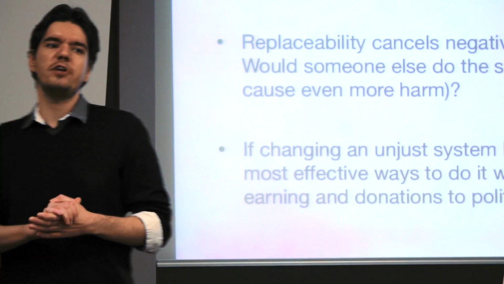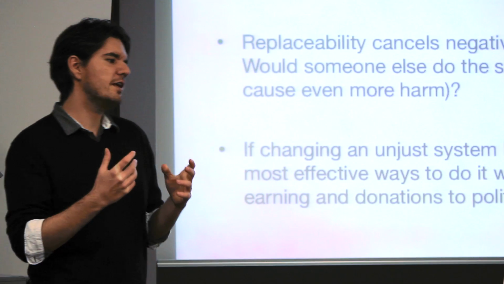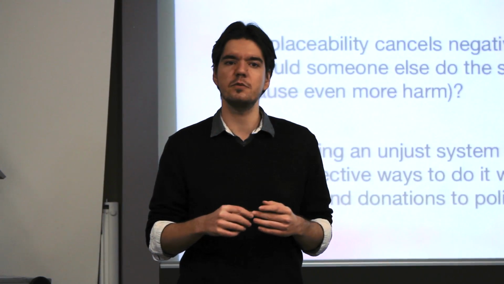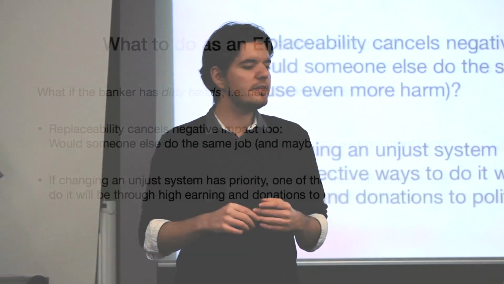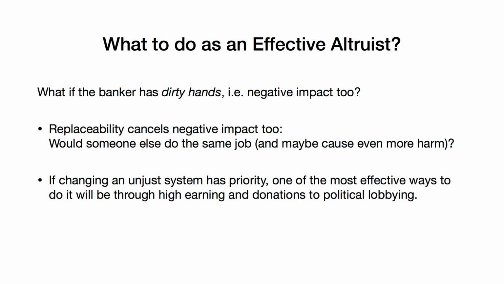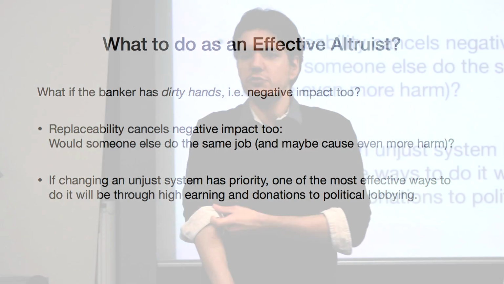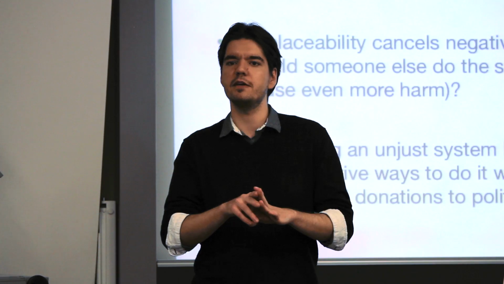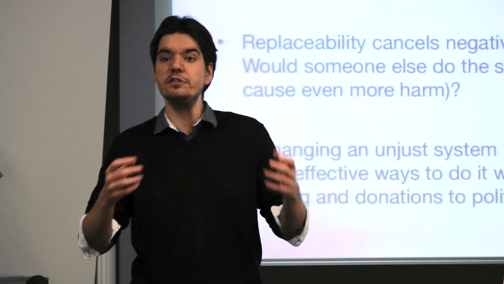There's a very common objection to this sort of thinking about career choices, about the ethics of career choice. An ethical objection, of course. And it says, well, what if the banker or any sort of moneymaker has dirty hands somehow? What if the donations of the banker, sure, have a positive impact, but what if the banker itself is also having a negative impact with what he's doing or she's doing, for instance?